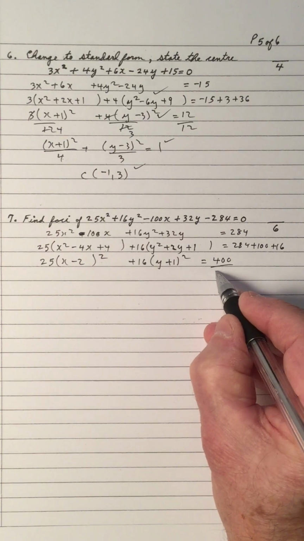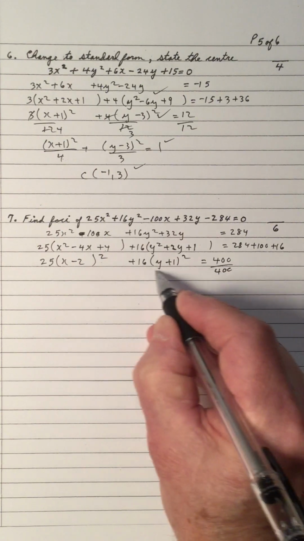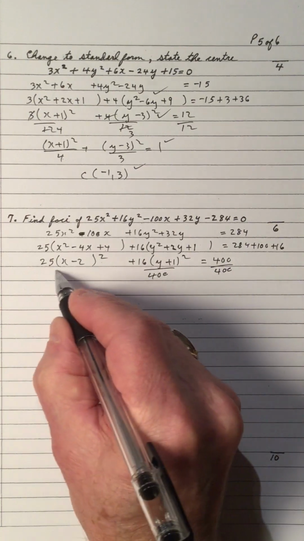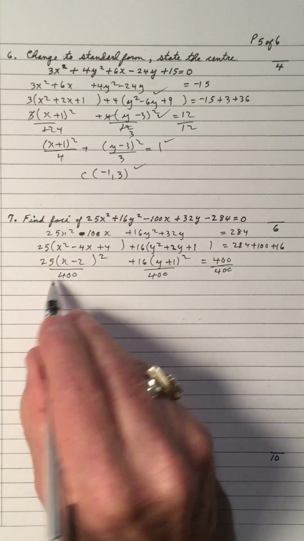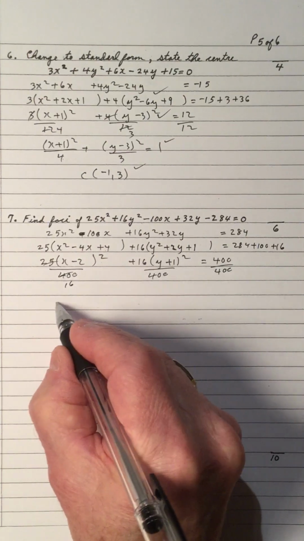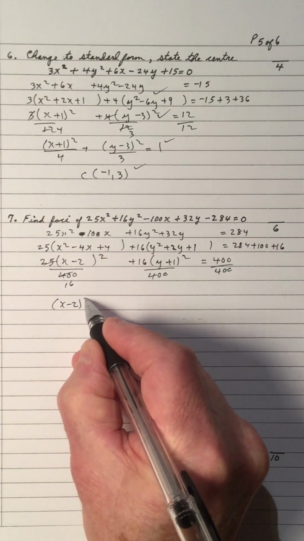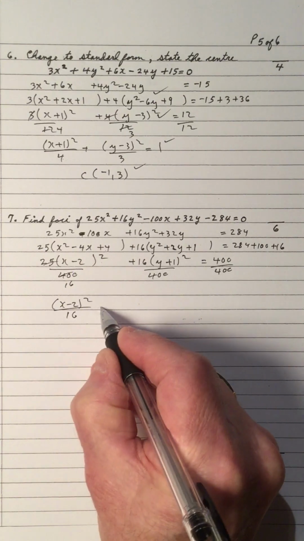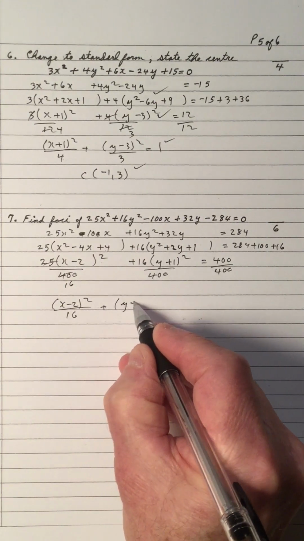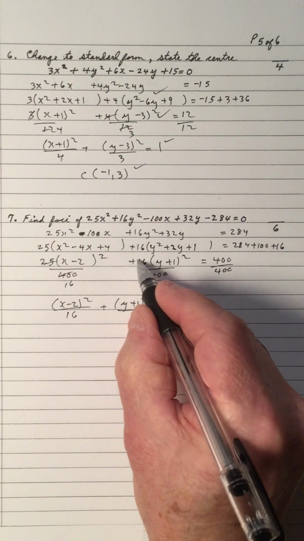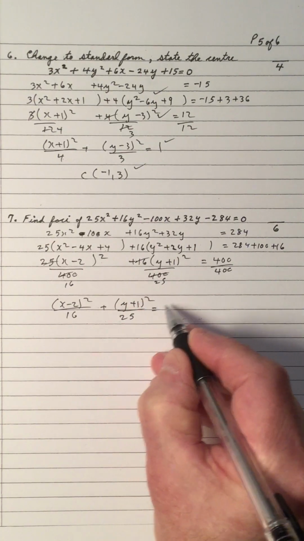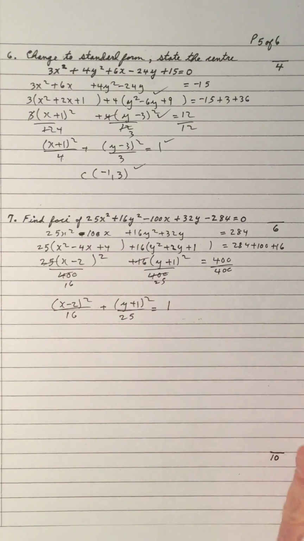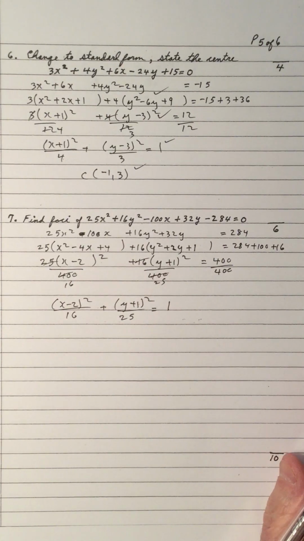So divide by 400. 25 into 400 goes 16. So we have x minus 2 squared over 16. Y plus 1 squared, 16 into 400 goes 25. And divide, we get a 1. So that's standard form.